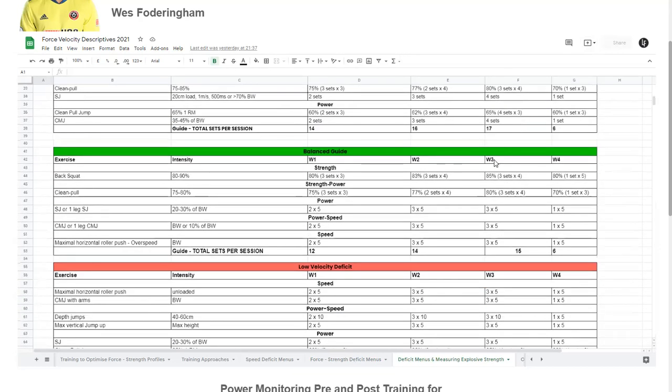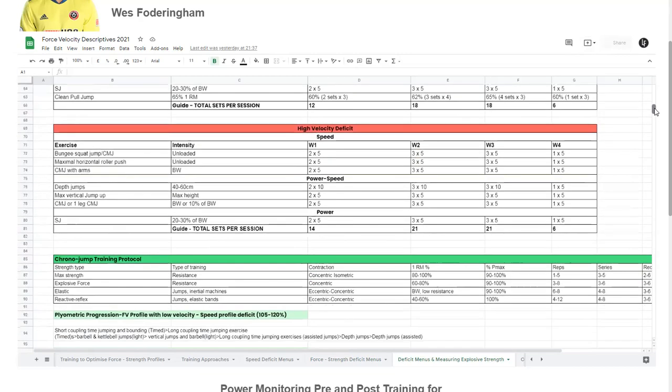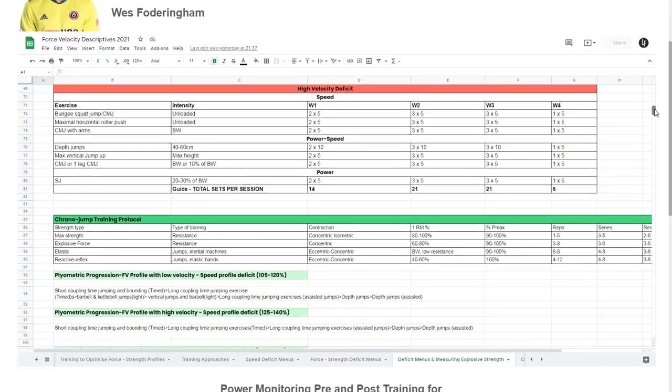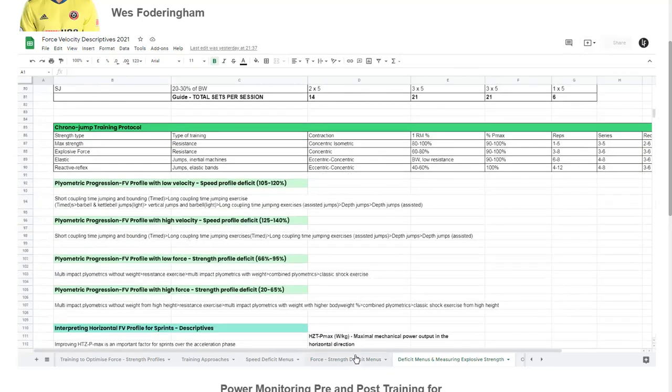Whether you've got a balance profile, which is in the green. Whether they've got a low velocity deficit, whether they've got a high one. And again, this is overspeed work here. And then this is a chrono jump training protocol, depending on whether you use Bosco encoders or whether you've got Muscle Lab, depends on what kit you have.